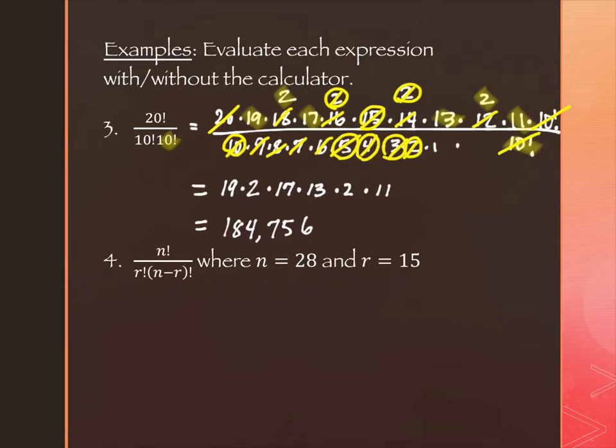So it says N is 28, so that's on top, 28. It says that my R value is 15, so the first thing on bottom is R, so I've got 15 factorial. And then in between here, I'm supposed to subtract the two numbers, so 28 minus 15.